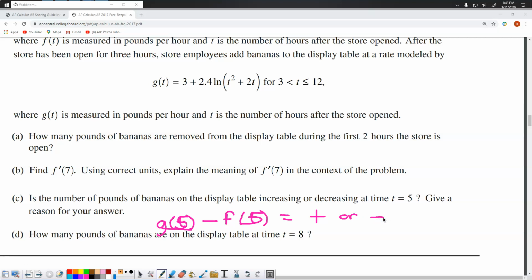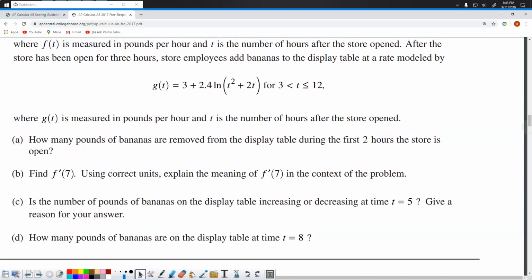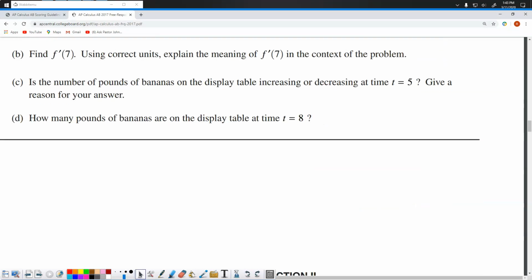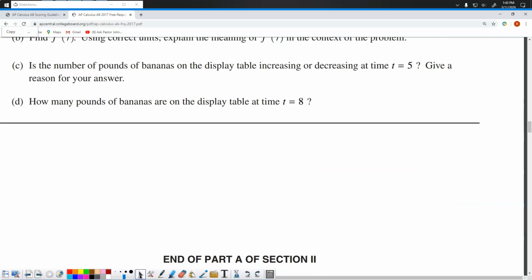All right, let's take a look at part D. How many pounds of bananas are on display at the time t equals 8? Now, this is going to be a little bit different than what we've usually been doing in class. And the reason it's going to be a little bit different is because these functions operate on different intervals.